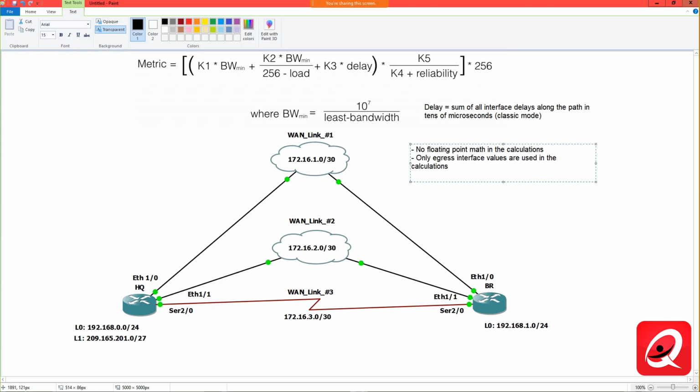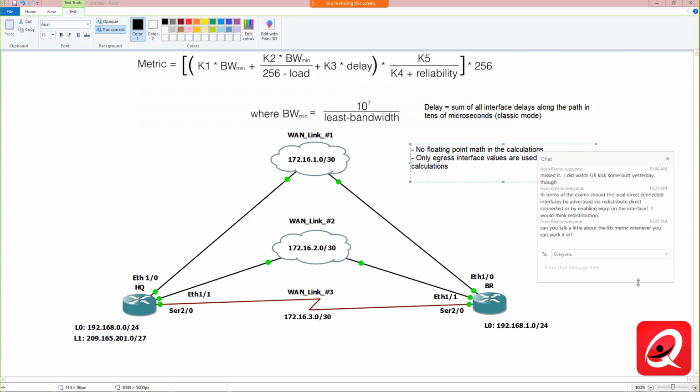All right, let's see, I saw a chat message here. Let me see what it says. I can talk about K6. K6 does not exist in classic mode configuration. K6 only exists in named mode configuration. So we will be talking about that in our next lesson when we get into the discussion of wide metrics and named mode configuration.